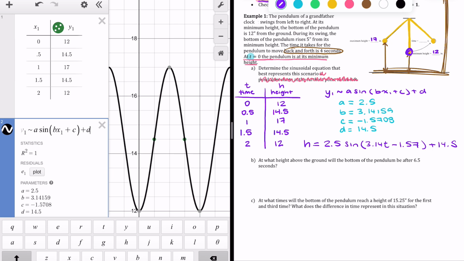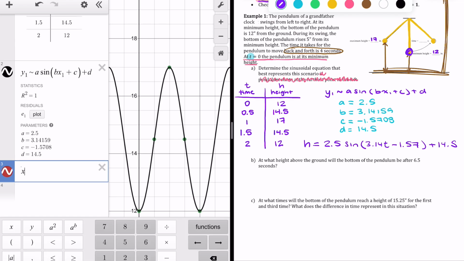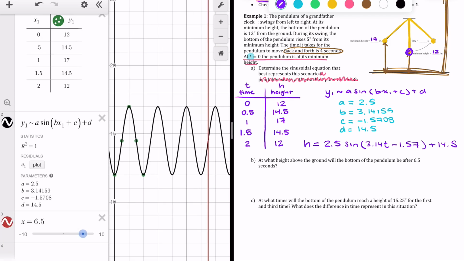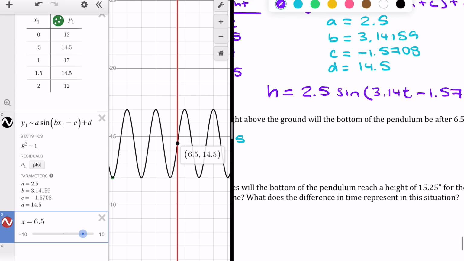From here on out, I want you to pause the video, try the remaining questions, and see what you get. All right. And I'm going to do them now, and we'll see if we get the same thing. So at what height above the ground will the bottom of the pendulum be after 6.5 seconds? I plug in X is equal to 6.5. I find that point of my graph. So X was 6.5 because that's where the T variable is. It's on my independent axis, and I get Y is equal to 14.5. And it says, what is the height above the ground? And that's going to be in inches.